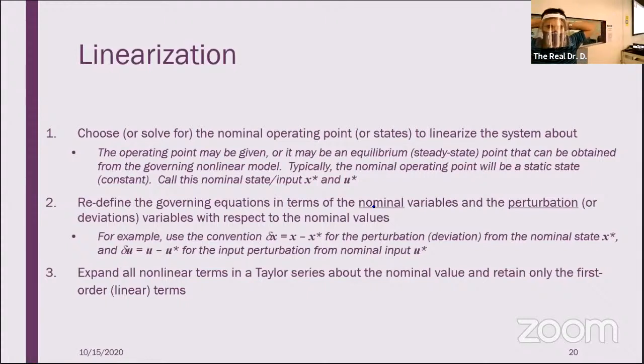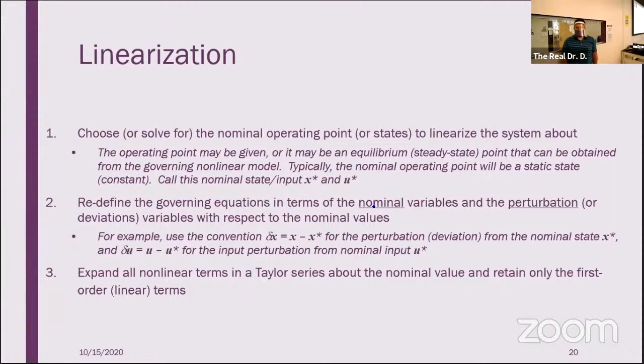So once we figure out where we want to operate around, we typically call this X star and U star. If you see the star notation, this is telling you that we are at a nominal state or a nominal input. The nominal input is the input that is required to reach the nominal state. Okay, I want to make that clear as well.